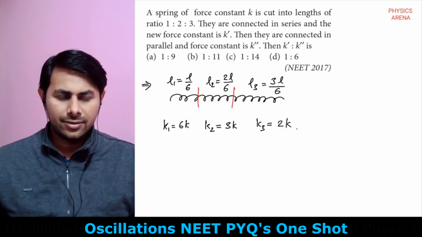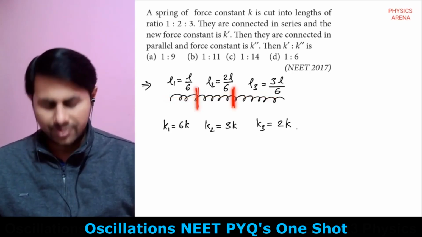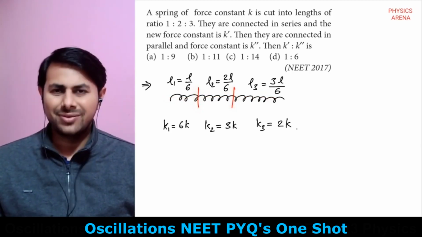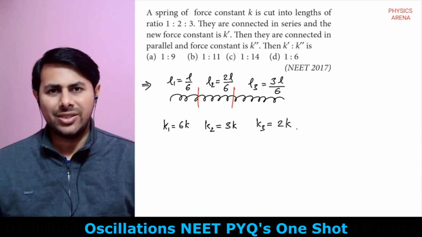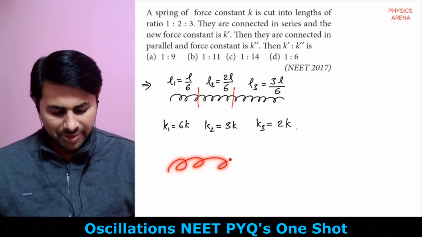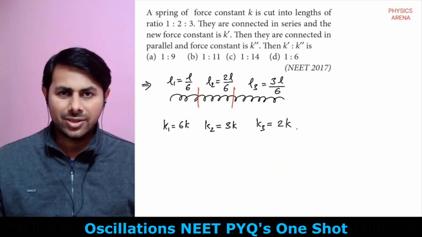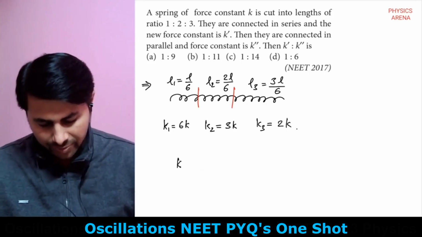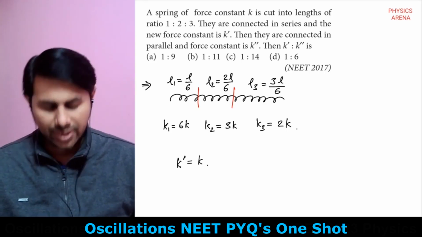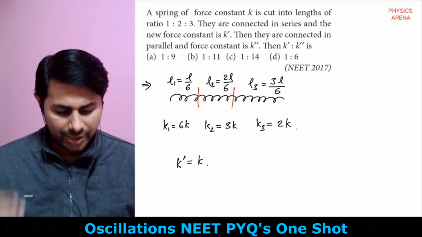Is this clear? After that, you connect them in series. You cut the spring and connect it again, so it's like restoring the previous case. You take a spring, cut it, and join it again, there won't be any change in the spring constant. So I don't want to solve for series combination. K dash is just equal to K. Even if you solve using the formula for series combination, you will get the same.